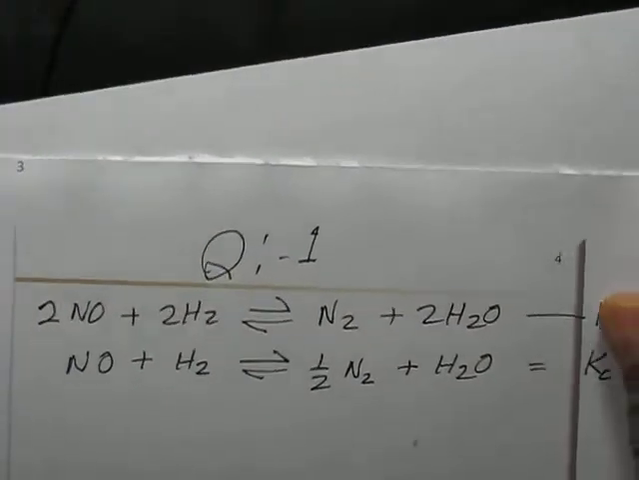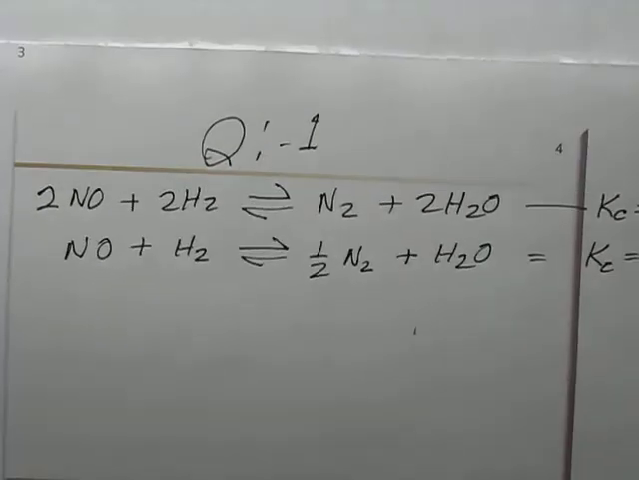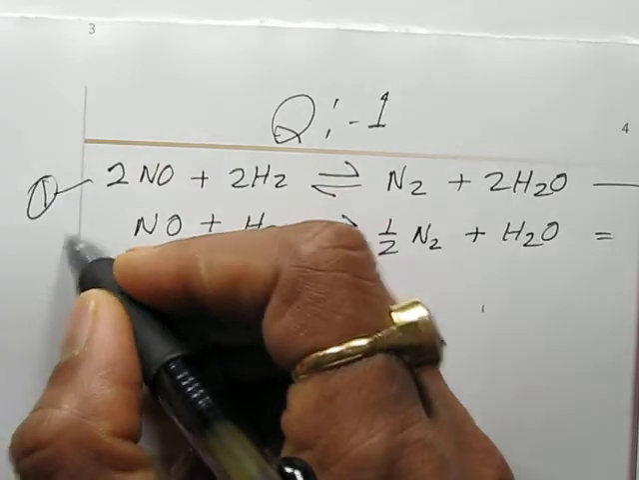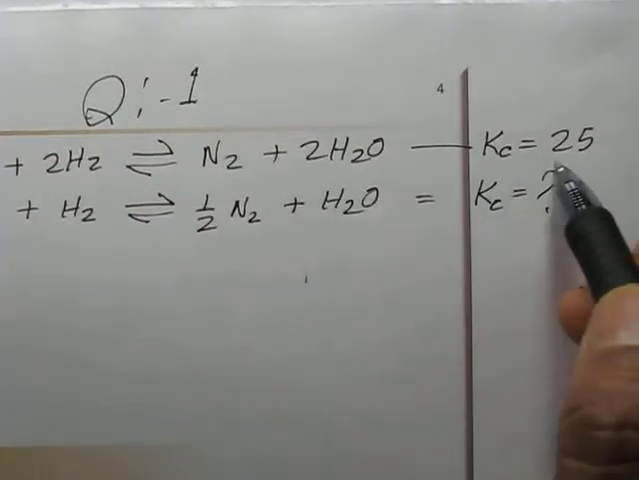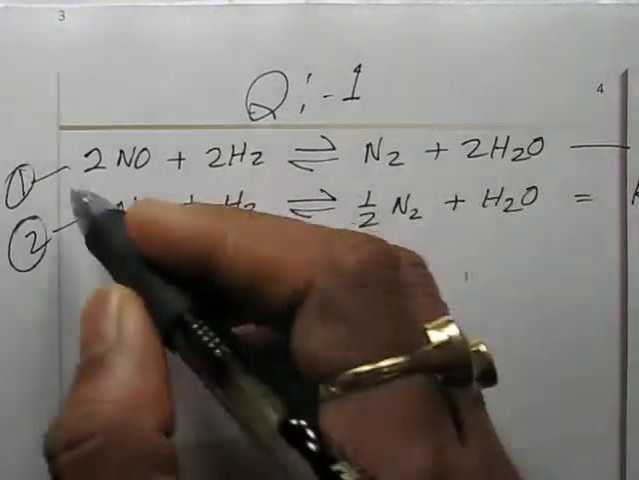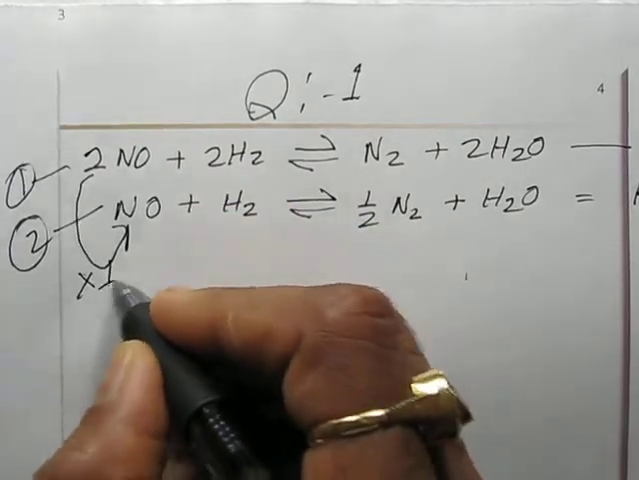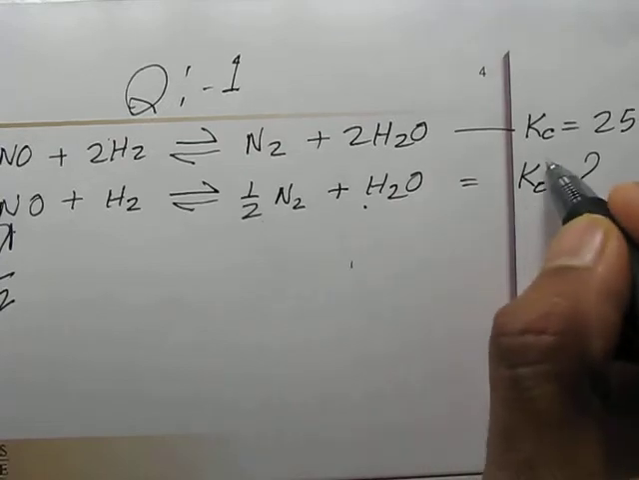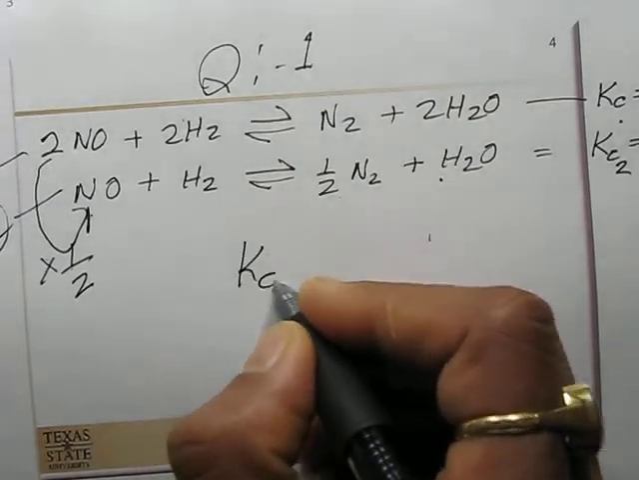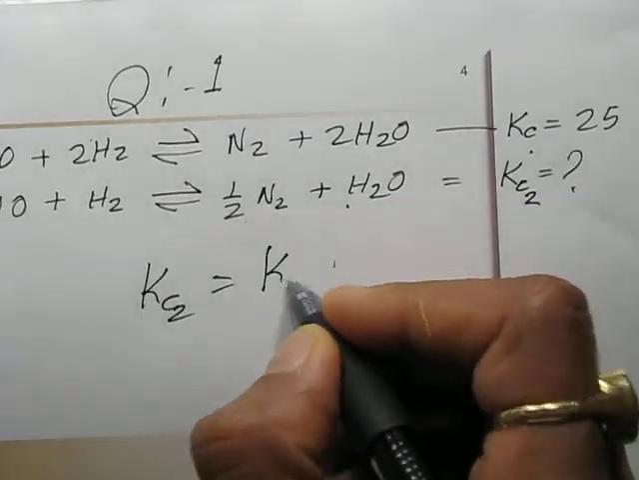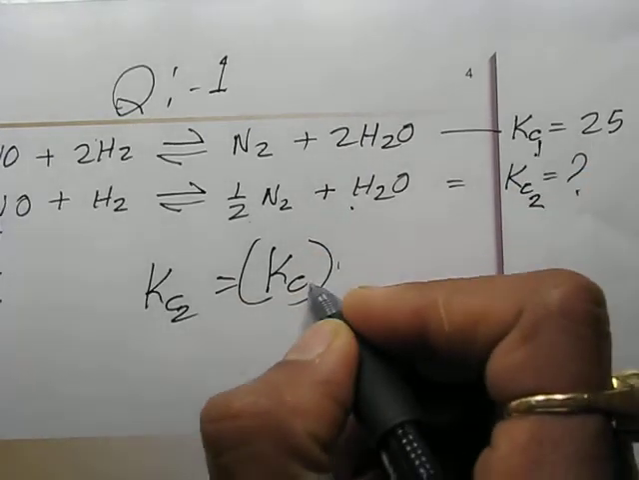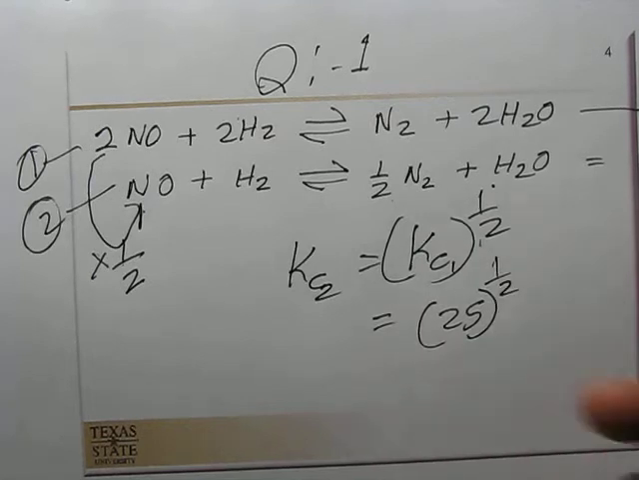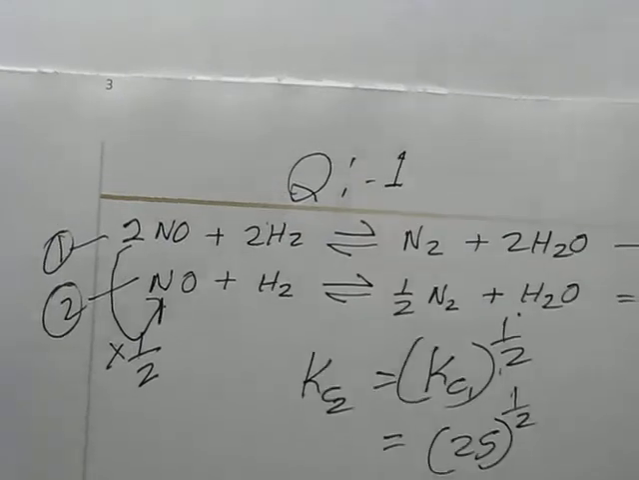To understand this better, question number 1 is here. Suppose we have this reaction, where this is equation number 1, this is equation number 2, and Kc for the first equation is 25. What will be the Kc for the second reaction? You have to look at what the difference is. If you multiply the whole reaction by half, this becomes 1, this becomes 1, this becomes half, this becomes 1. So Kc2 will be Kc1 raised to the power half, so you have to calculate the square root of 25.